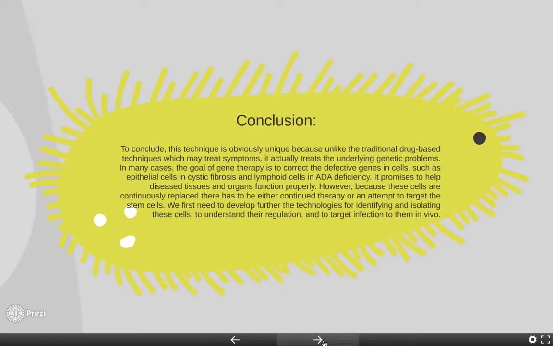Gene therapy usually promises to help diseased tissues and organs function properly. However, because these cells are continuously replaced, there has to be either continued therapy or an attempt to target the stem cells. So we first need to develop further the technologies for identifying and isolating these cells to understand their regulation and then to target infection to them in vivo.